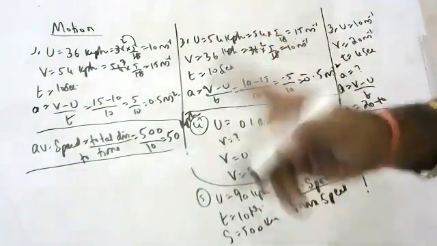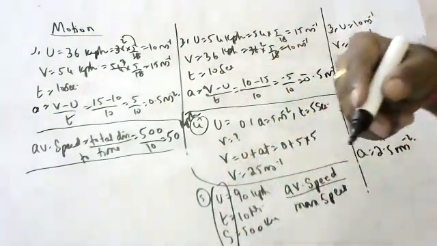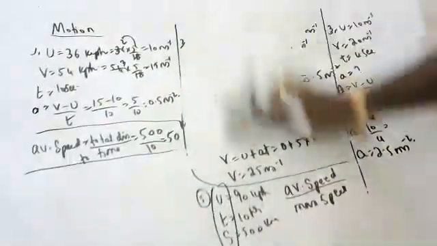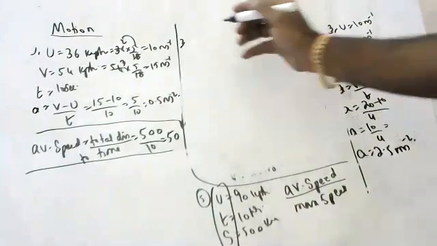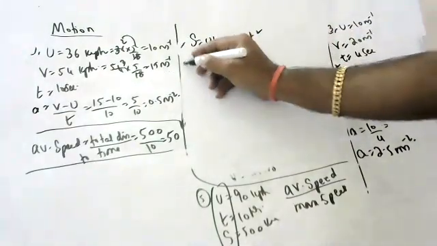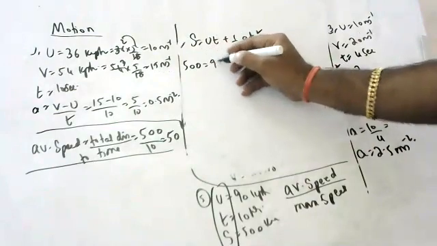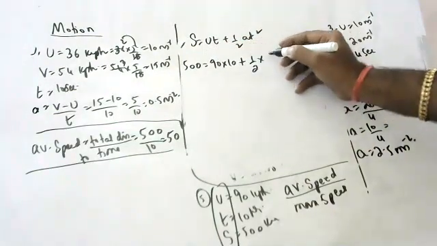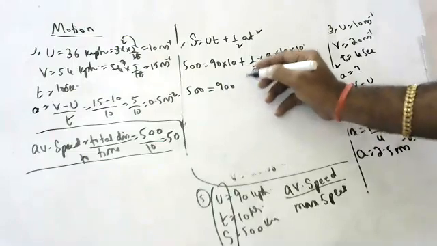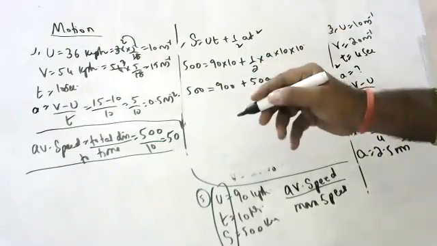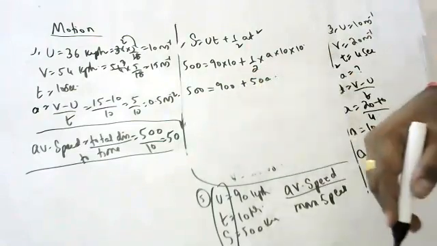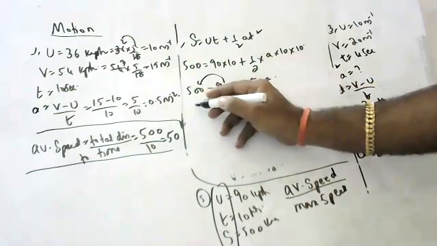To find the maximum speed, first you have to find acceleration. Using this, can you find out acceleration? Distance, second equation of motion. S is equal to ut plus half at square. 500 is equal to 90 into 10 plus half into a into 10 into 10. So 500 is equal to 900 plus half a into 100. So it's coming out negative, sir.